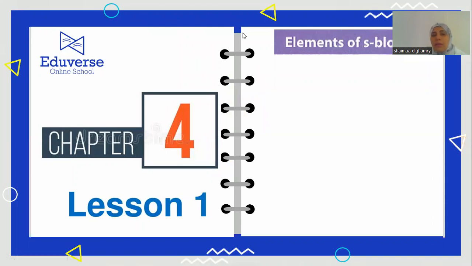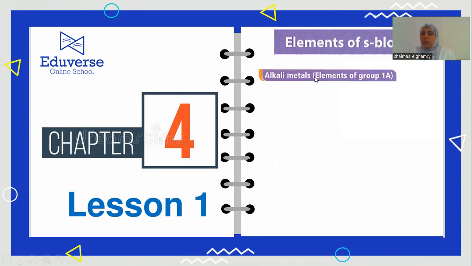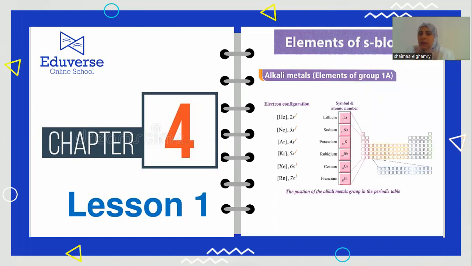Finally, we reach chapter 4, lesson 1. Elements of S block. As we know, S block is made up of group 1A and group 2A. We are going to focus on group 1A elements, which are lithium, sodium, potassium, rubidium, cesium, and francium. Francium is a radioactive element, and it is not found in nature.